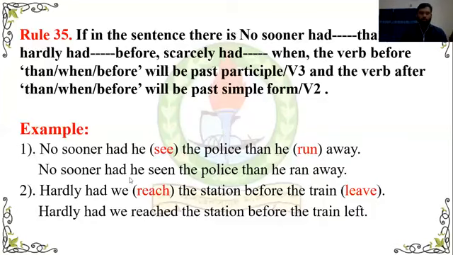And you know this rule you have used in the affirmative to negative. When you transform it from affirmative to negative, you use this sentence. Okay, now I will go to the next slide.